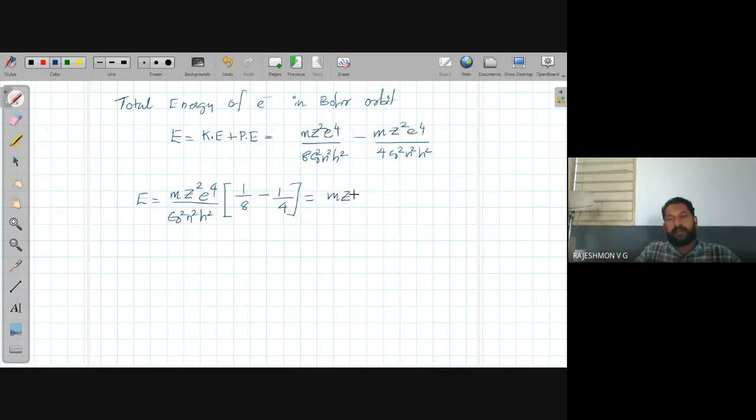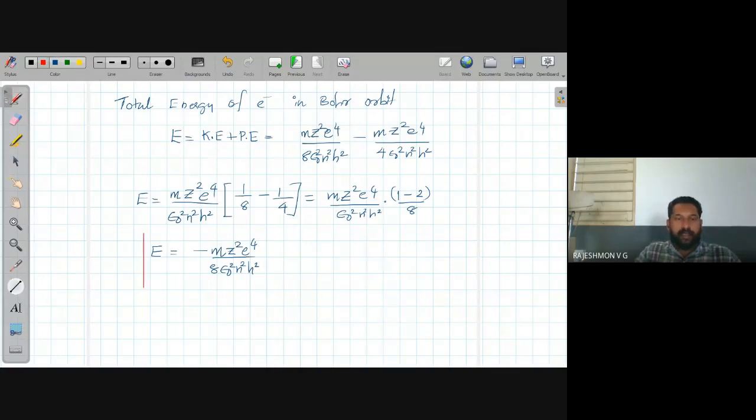So this is m z square e raised to 4 divided by epsilon 0 square n square h square, times 1 by 8 minus 1 by 4. LCM is 8. Here you have 1, the second time you will have 2. So the final expression for total energy of electron in Bohr orbit is minus m z square e raised to 4 divided by 8 epsilon 0 square n square h square. This is a very important expression.